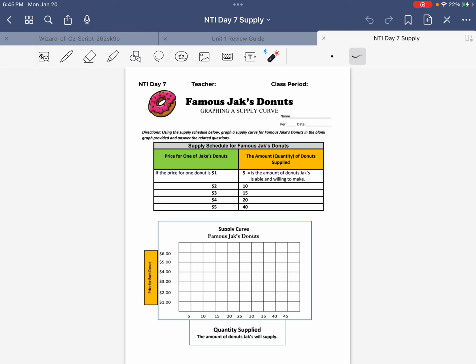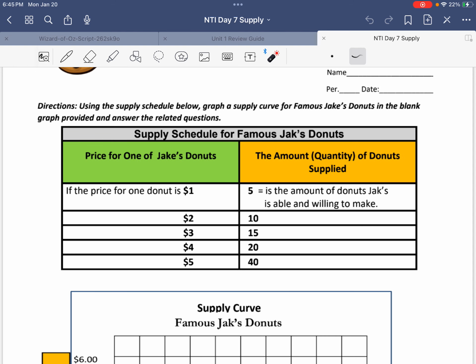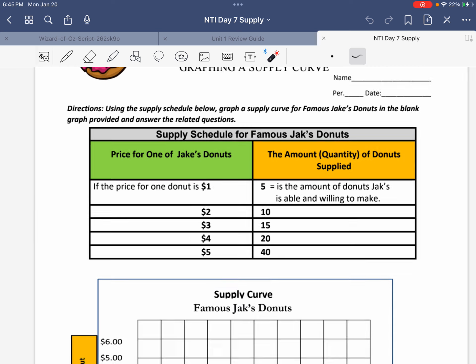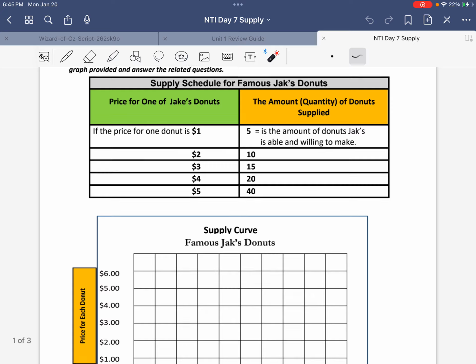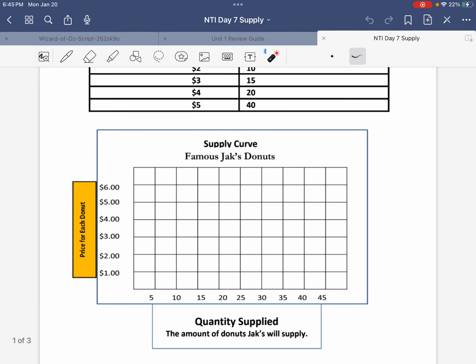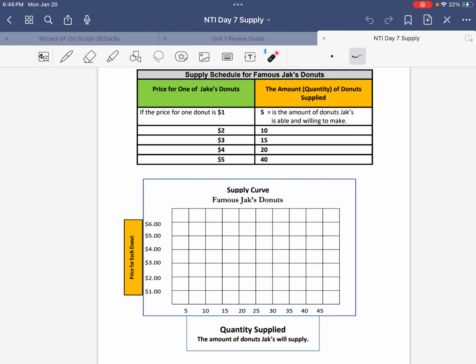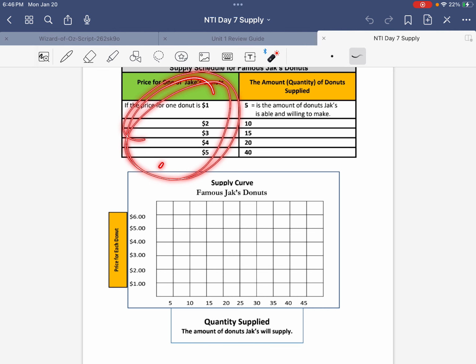So it says, using the supply schedule below, graph a supply curve for Jake's Famous Donuts in the blank graph below and answer the related questions. So basically, this is me kind of checking what your math and graphing skills are. We're going to have a supply curve for Jake's Donuts. We have the price of each donut on the y-axis and the quantity of each donut on the x-axis. So this is, as the price goes up, will Jake make more donuts or less donuts if he has those customers? So I'm going to use these numbers, my price down here. I'm going to use these numbers, my quantity over here.